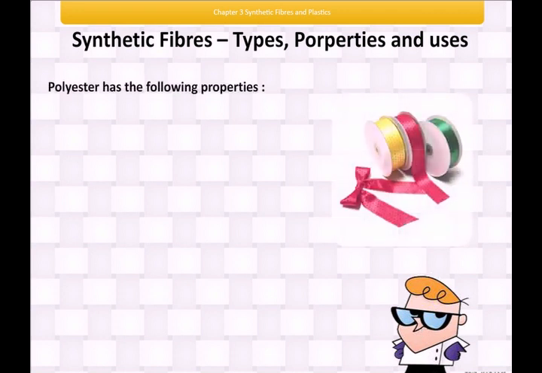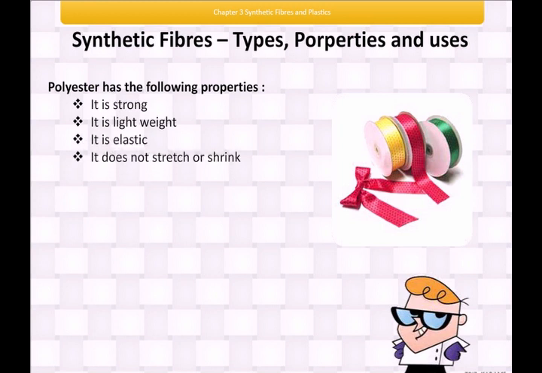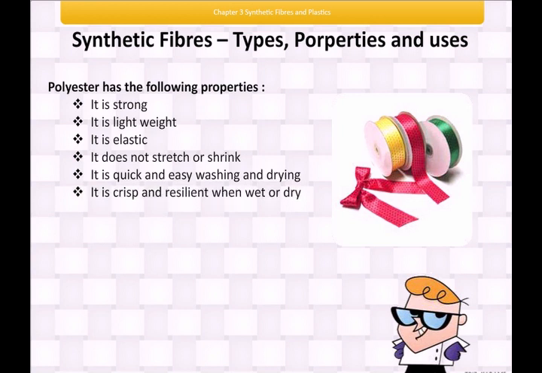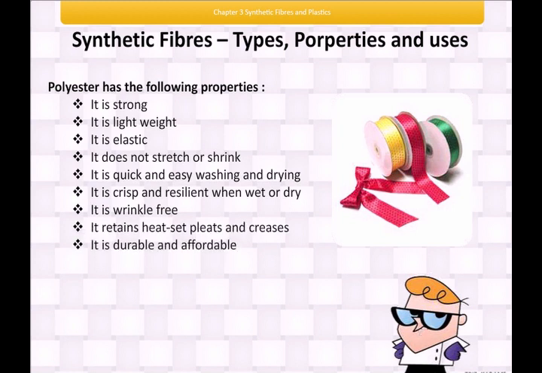Polyester has the following properties. It is strong, it is lightweight, it is elastic, it does not stretch or shrink, it is quick and easy washing and drying, it is crisp and resilient when wet or dry, it is wrinkle-free, it retains heat-set pleats and creases, it is durable and affordable.